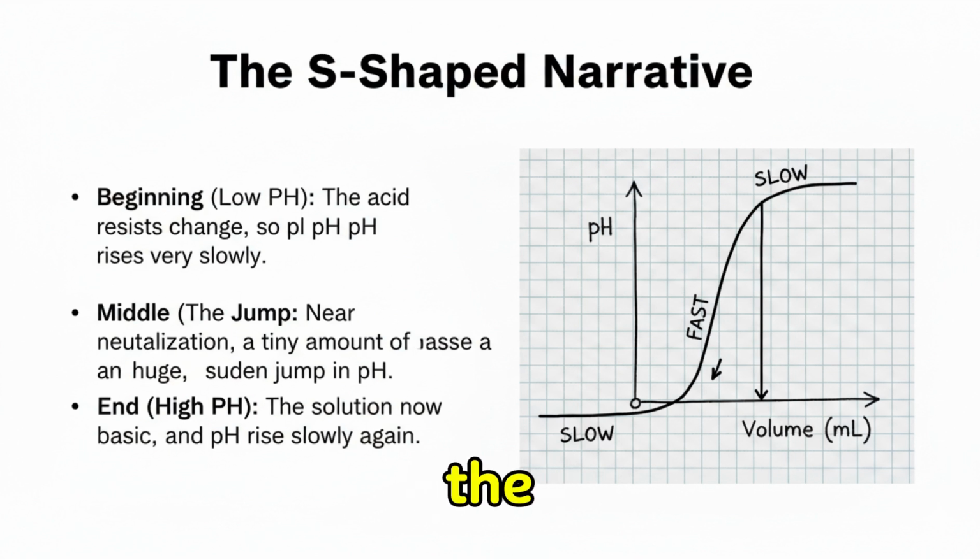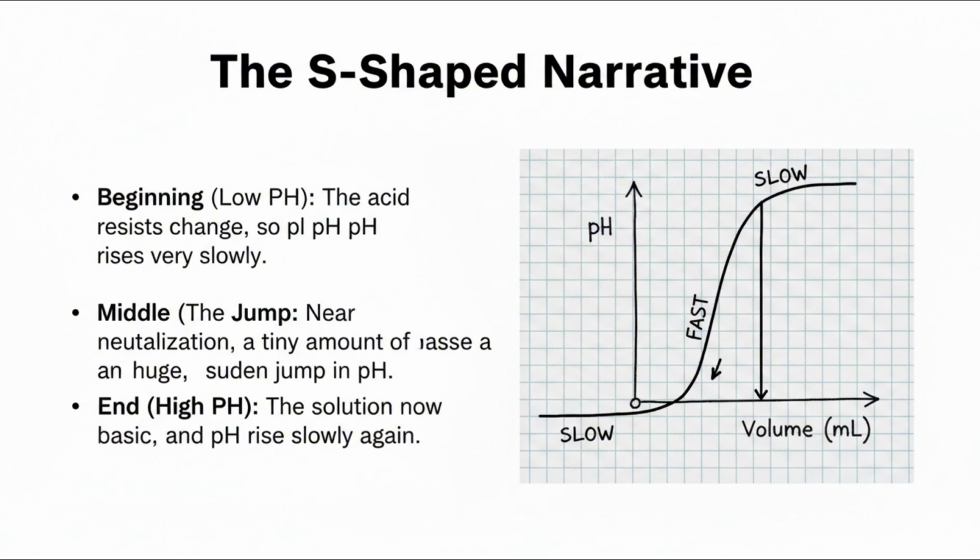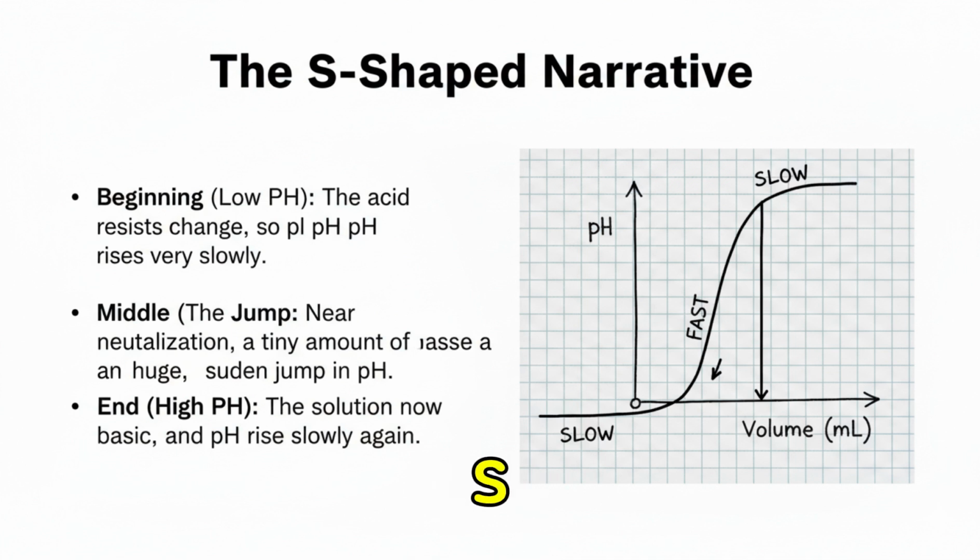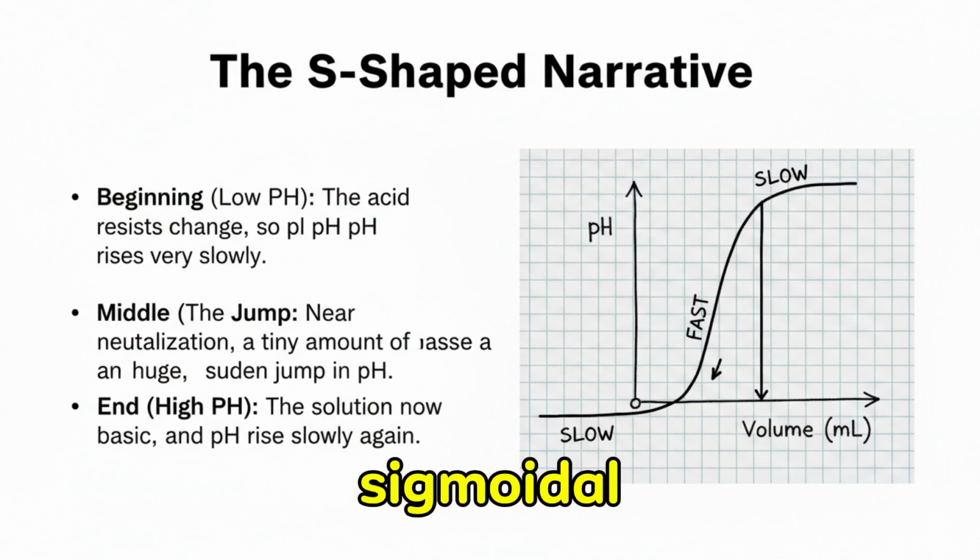After this jump, the solution is now basic. And as we keep adding more base, the pH once again starts to rise slowly. This forms the top part of the S. This slow, fast, slow change is what gives us the characteristic sigmoidal curve.